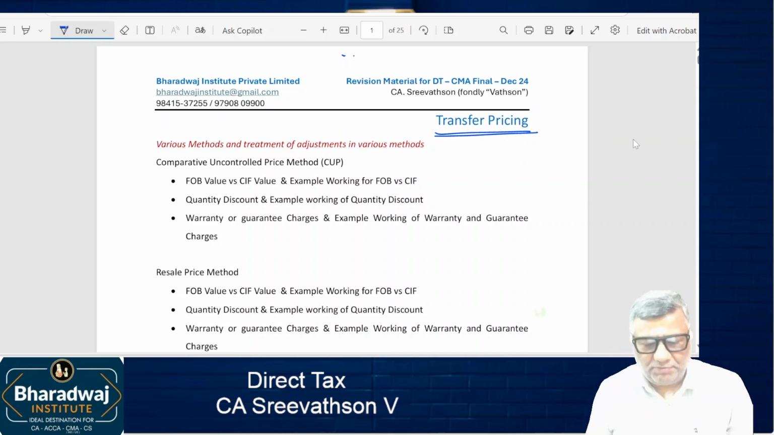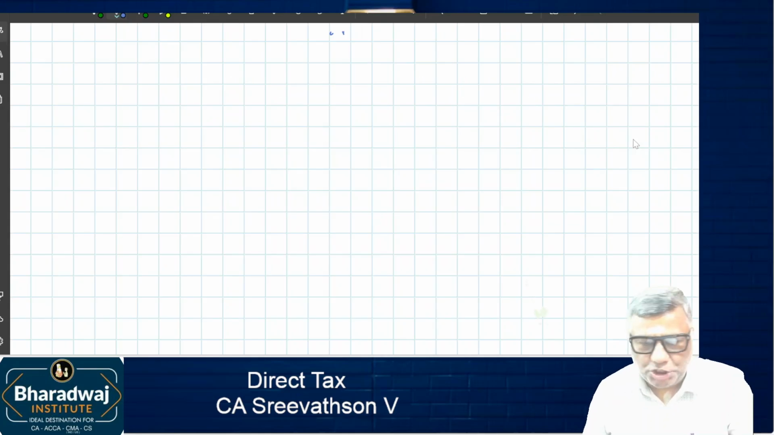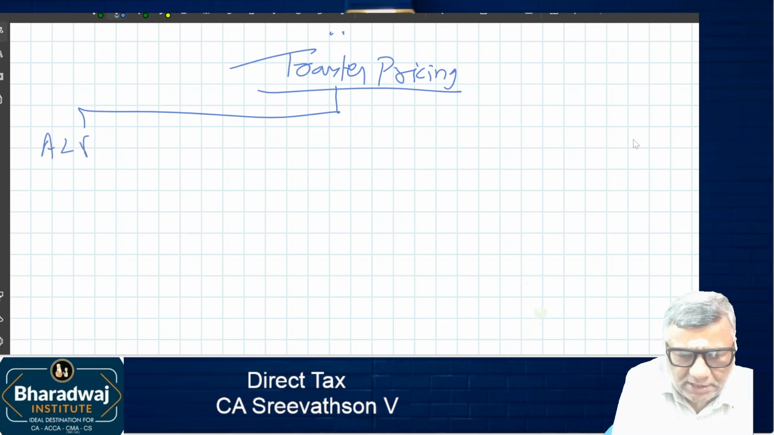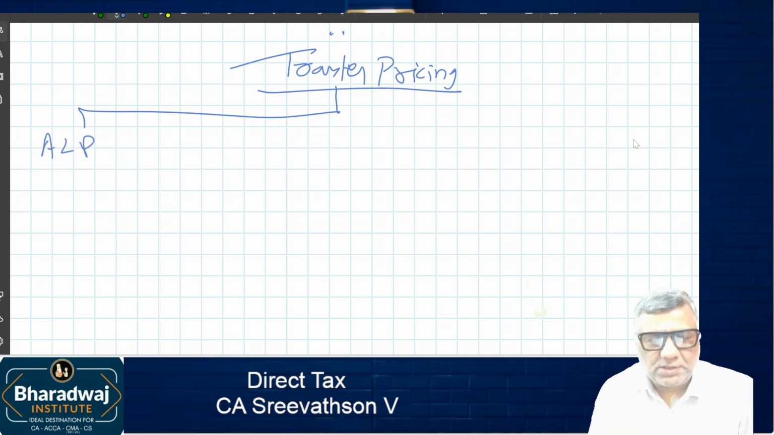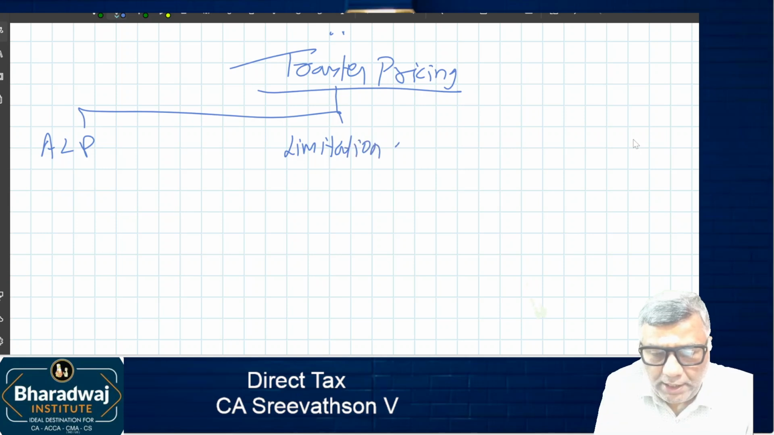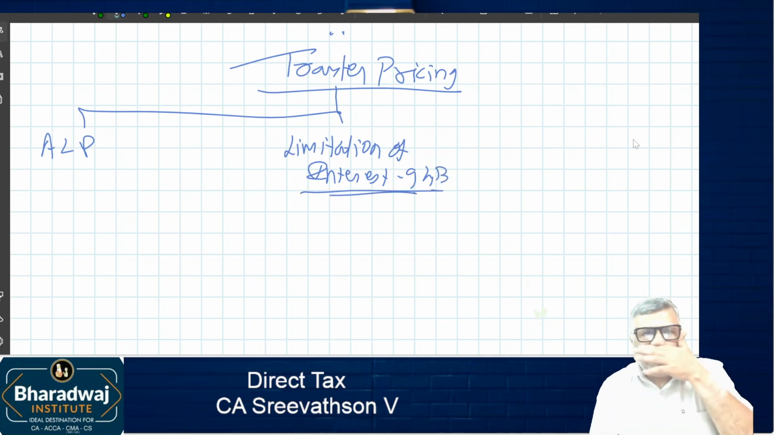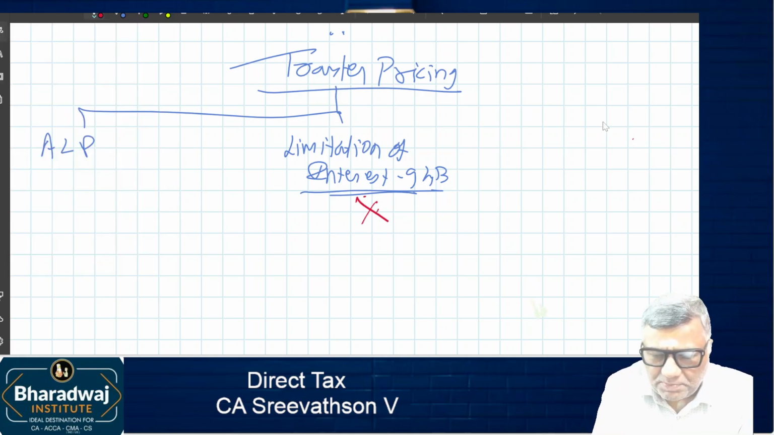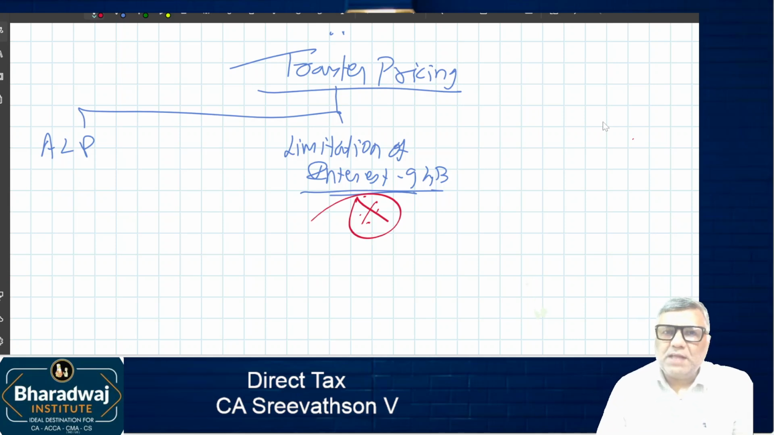In our classroom sessions, when I look at transfer pricing from our examination perspective, one is the ALP related question. Another is the limitation of interest, section 94B, which restricts interest to 30% of EBITDA. My dear friends, from the examination perspective, this is something they are mandatorily and repeatedly asking in the examination. So, limitation of interest under section 94B.